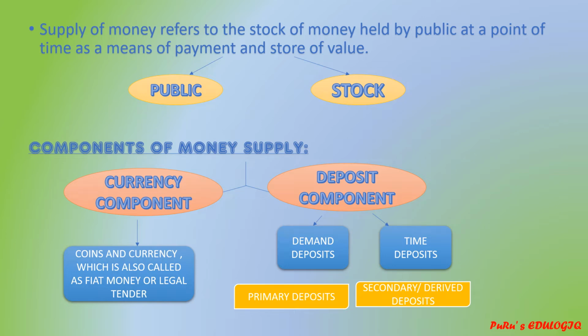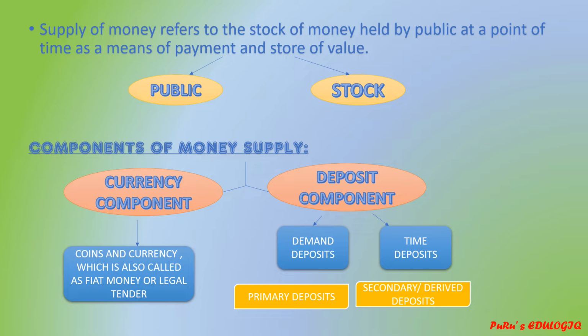Money supply refers to the stock of money held by the public at a particular point of time as means of payment and store of value. When we talk about money supply, it includes only that part of money which is actively involved in the economic activities. So we don't include that money which is lying idle as reserves somewhere which is not involved in the economic activities. Hence we emphasize over here the money held by the public, and it is a stock concept, not a flow concept, because we measure money supply at a particular point of time.